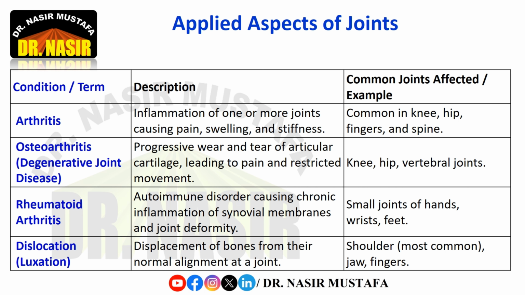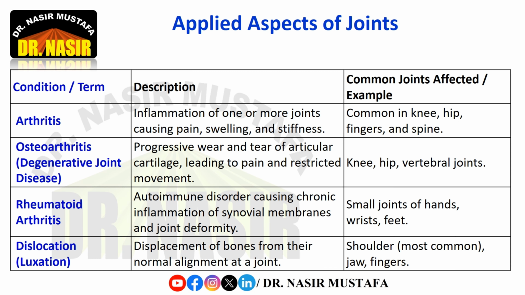Applied aspects of joints. Arthritis refers to the inflammation of one or more joints, resulting in pain, swelling, and stiffness. It commonly affects the knee, hip, fingers, and spine. Osteoarthritis, also known as degenerative joint disease, involves a progressive wear and tear of articular cartilage, leading to pain and restricted movement, particularly in the knee, hip, and vertebral joints. Rheumatoid arthritis is an autoimmune disorder that causes chronic inflammation of synovial membranes and can lead to joint deformity. It typically affects the small joints of the hands, wrists, and feet.